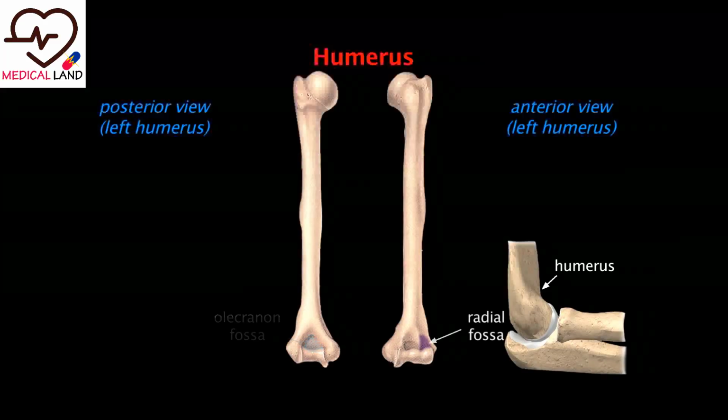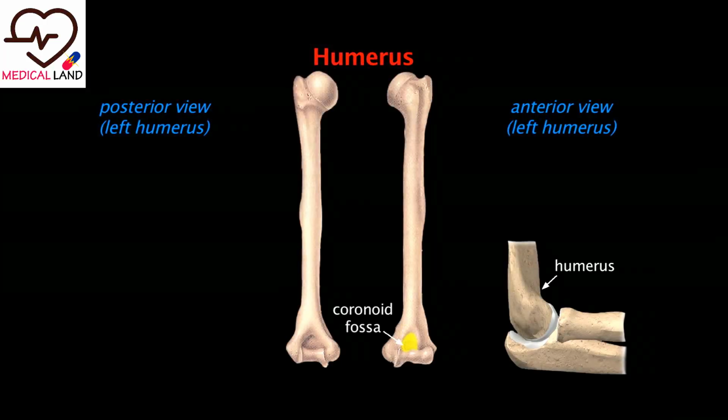On the anterior surface, there are two smaller depressions. Laterally is the radial fossa, which accommodates the head of the radius during flexion, and medially is the coronoid fossa that receives a process of the ulna during flexion. There are two articular surfaces of the condyle. The laterally located capitulum, which articulates with the head of the radius, and the more medial pulley-shaped trochlea that articulates with the ulna.